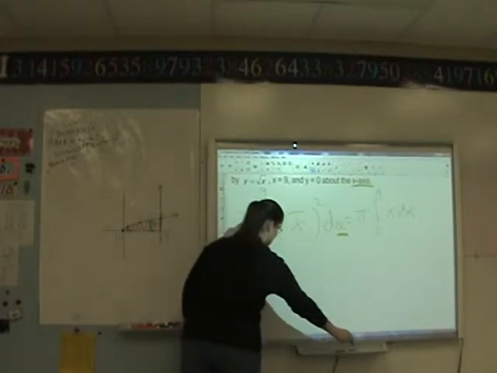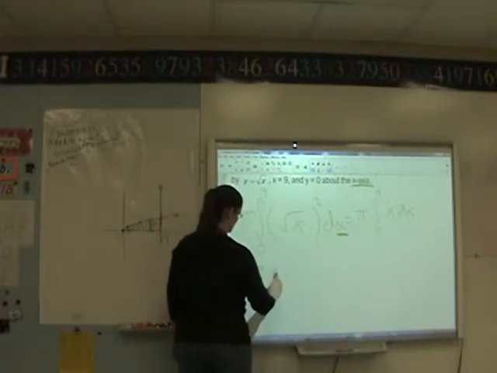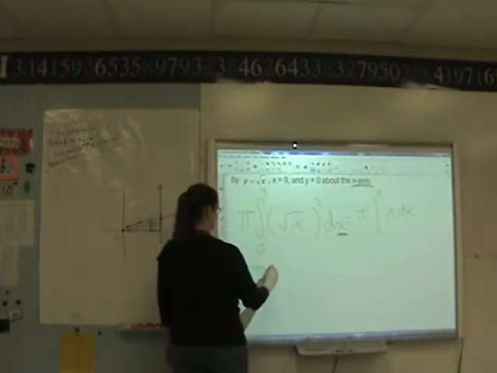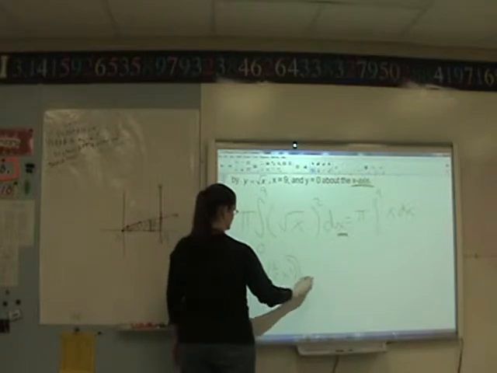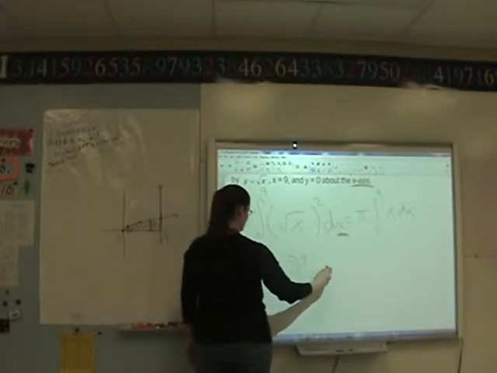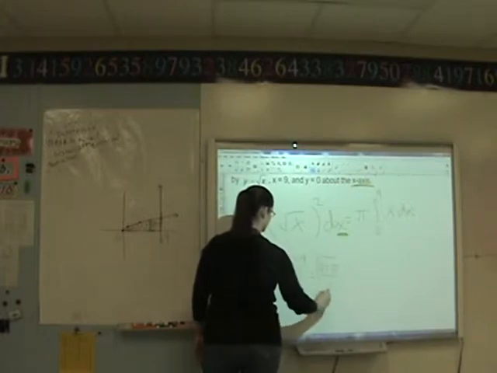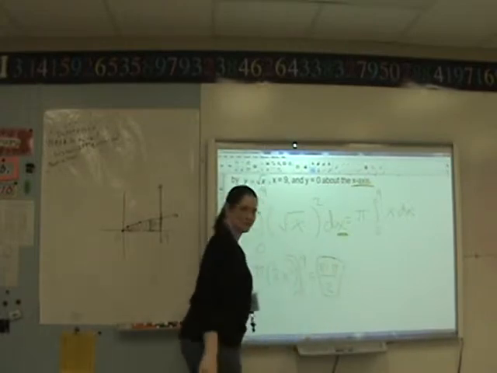Oh, no integration symbol. We're done with that. Let's integrate. So I'll have 1/2 x squared from 0 to 9. I'm going to plug in a 9, I'm going to plug in a 0, and I get 81 pi over 2.